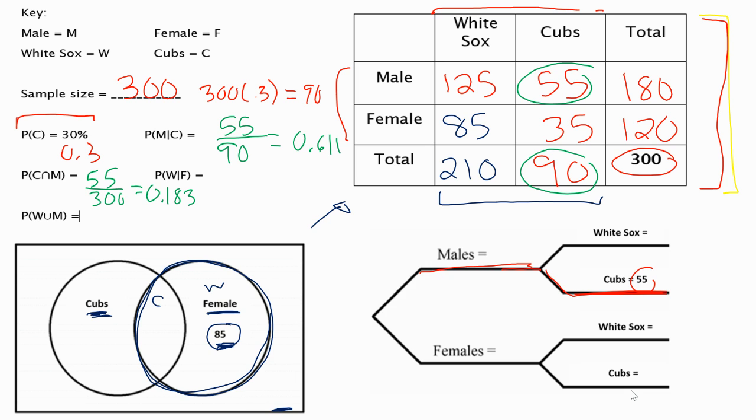This one's the probability they're a White Sox fan or a male. So that would be White Sox fans is 210, males 180. But then I want to make sure I don't count this 125 twice. I'm really just adding these right here. So that would be 265 over 300.